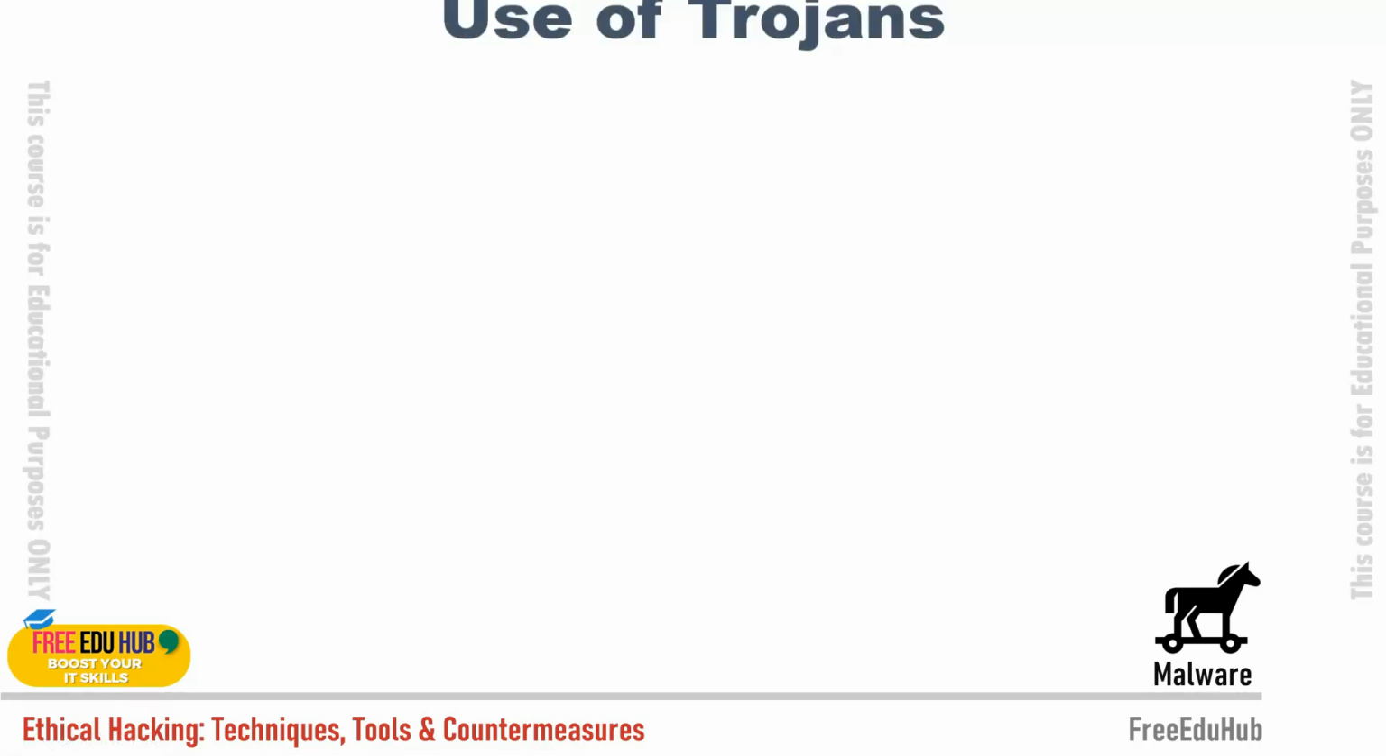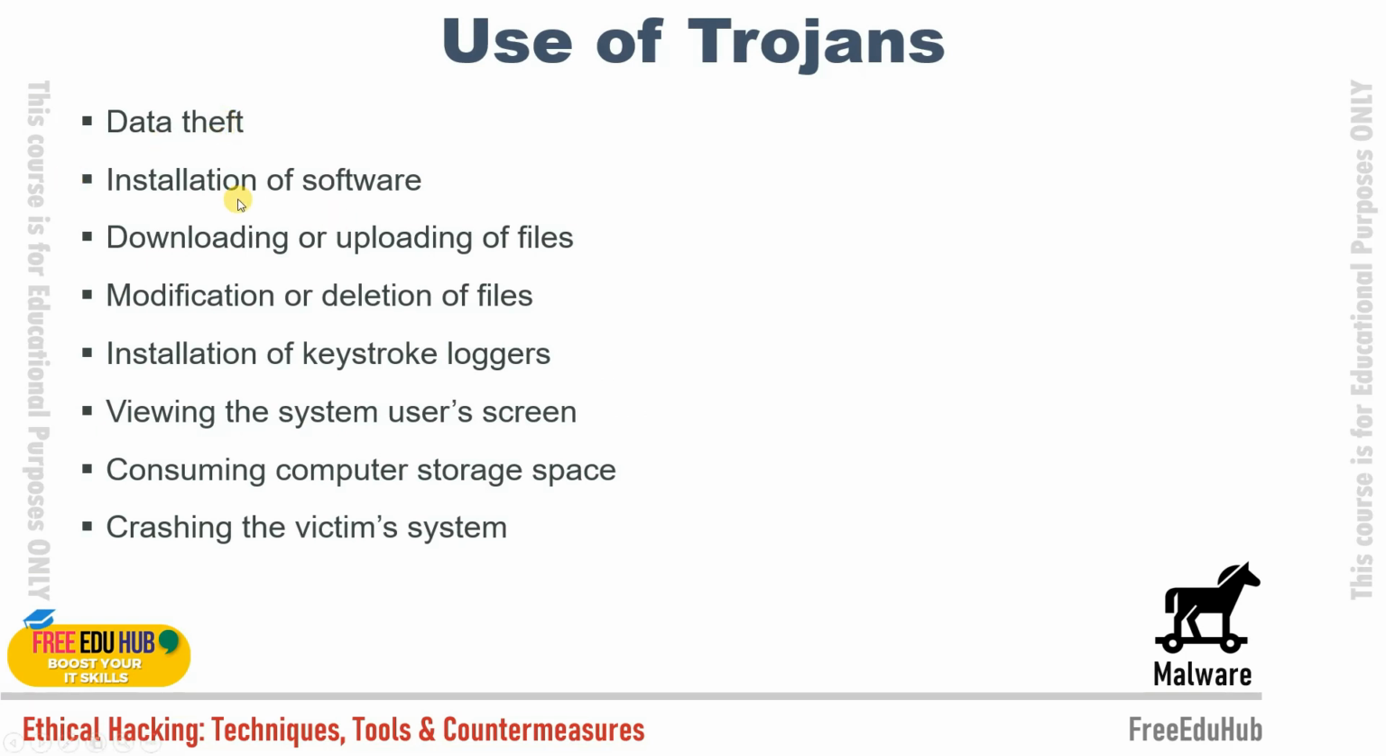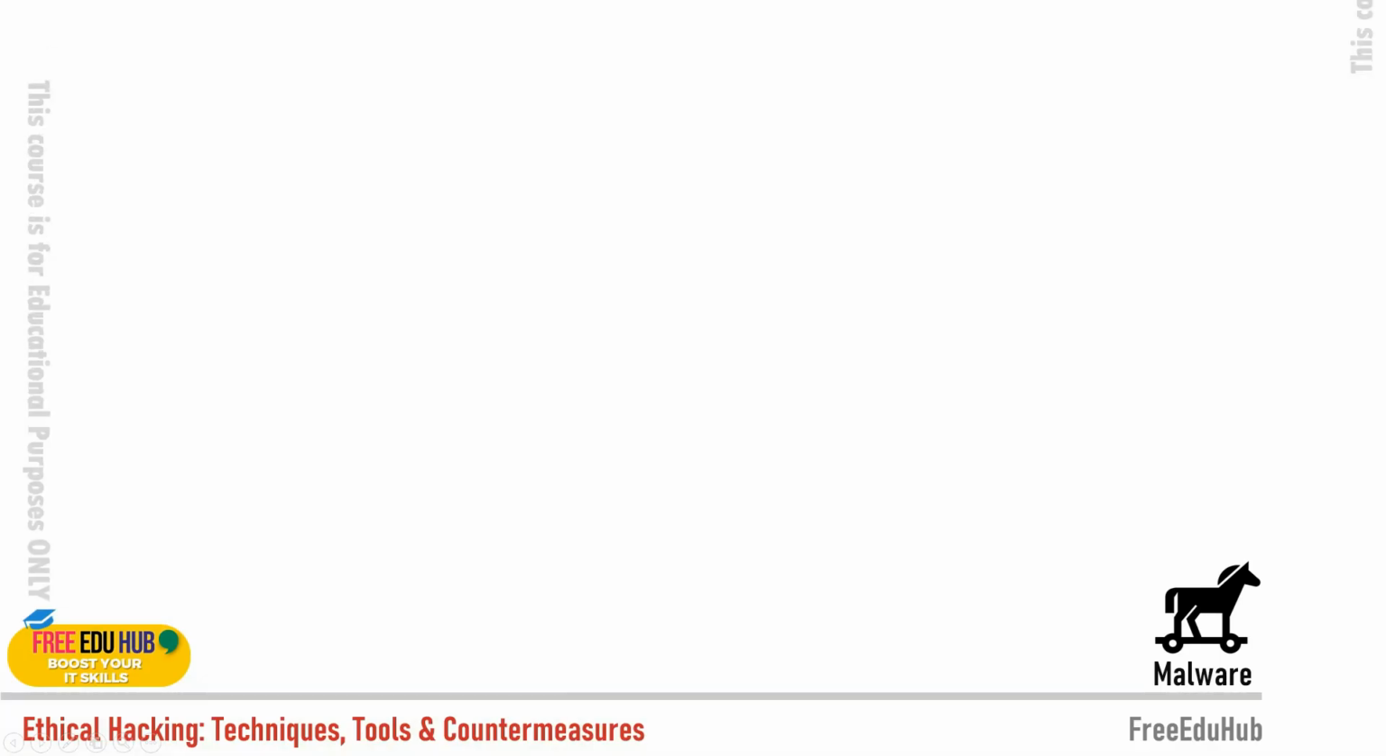Trojans can be used for data theft, installing software remotely on your computer, downloading or uploading files from the computer, and modifying or deleting files. It can even install keyloggers, which would keep track of all the keys that you press in a day and then silently send it to the person who installed it. It can even remotely view the user's screen, what he's doing all day on the computer, consume the computer's storage space by filling it with garbage or temporary files, and even crash the victim's computer by installing certain things which are not required by them.